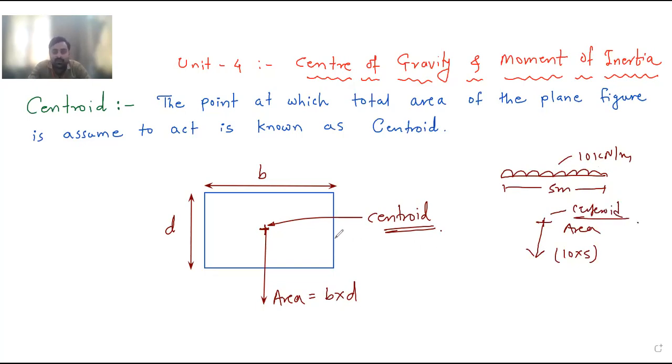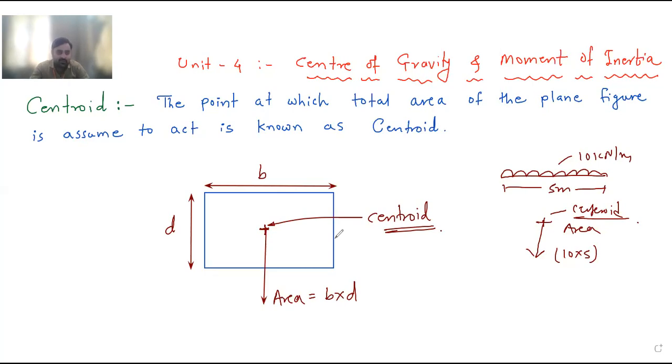The concept is this concept. We assume that the total area of the body is acting through a single point, and that single point is called the centroid in the case of two-dimensional figures, that is plane figures, which have only two dimensions. Is it clear? Yes, sir. Okay, so this is the centroid, first definition.